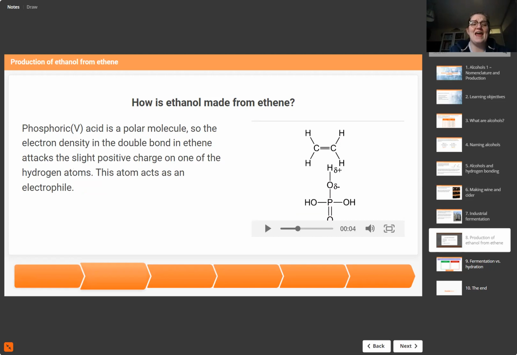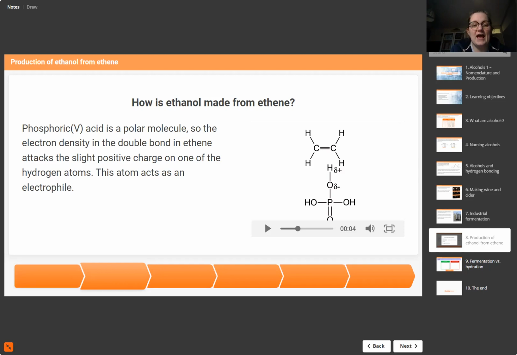So we have that electron density in our double bond here in ethene. This is going to be very similar to when we've talked about alkenes before, the double bond in ethene. And what this electron density in our ethene can do is attack that slightly positive charge on one of the hydrogen atoms, the hydrogen atom that has a positive charge that's attached to the oxygen.